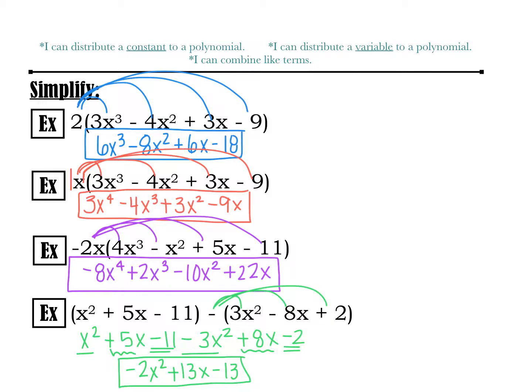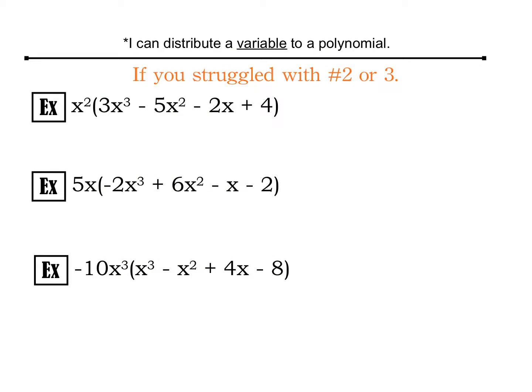So if it was positive, when I subtract it, it becomes negative. When it's negative, it becomes positive. If it's positive, it becomes negative, and then I just combined my like terms. So I ended up with negative 2x squared plus 13x minus 13. So if you struggled with number 2 or number 3, then I'd like you to try these problems. If not, you can move on to the next segment.